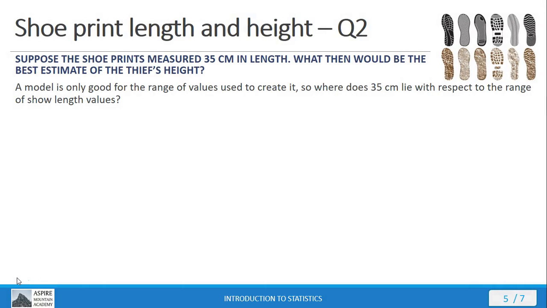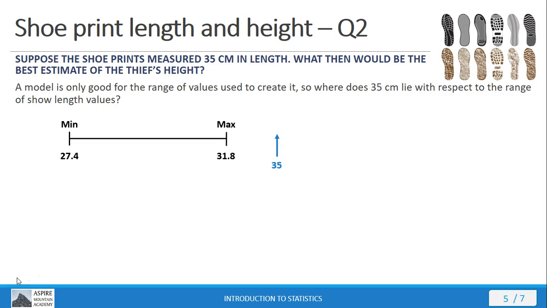Now, what if the shoe print length measured 35 centimeters? What would be the best estimate for the thief's height now? So we're going to go through the same process. Where does the 35 centimeters that we want to use for a prediction lie with respect to our data? Well, again, bring back the number line. We've got a minimum and a maximum X value. Where does 35 lie on the number line? Well, it's out here a ways.